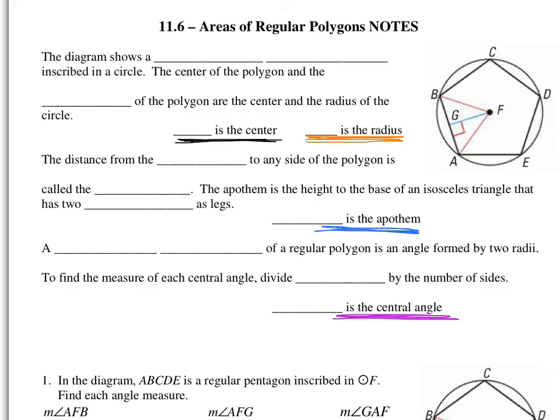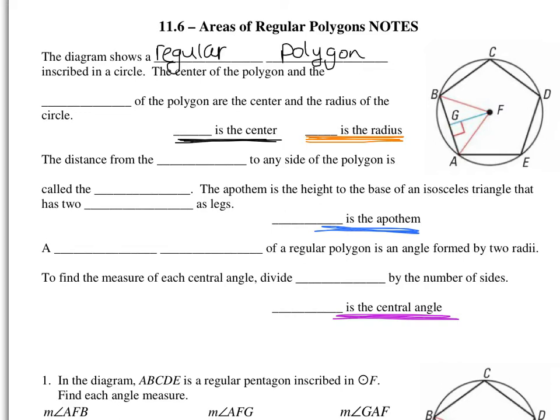In this set of notes, we're going to talk about a specific type of polygon and finding the area of them, and that is a regular polygon. If you remember from before, a regular polygon means that all the sides are congruent and all the interior angles are also congruent.